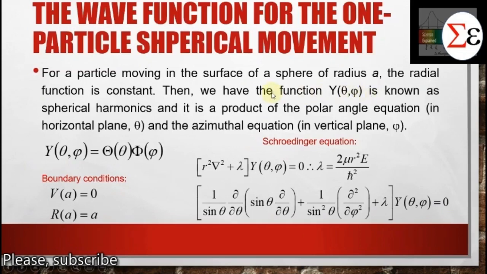or also called spherical harmonics, and it is a product of the polar angle equation in the horizontal plane, theta, and the azimuthal equation in the vertical plane, phi, given here. The product of theta and phi, the boundary conditions, and the corresponding Schrodinger equation, where lambda is given here. Then we have this equation, the Schrodinger equation for the one particle spherical movement.